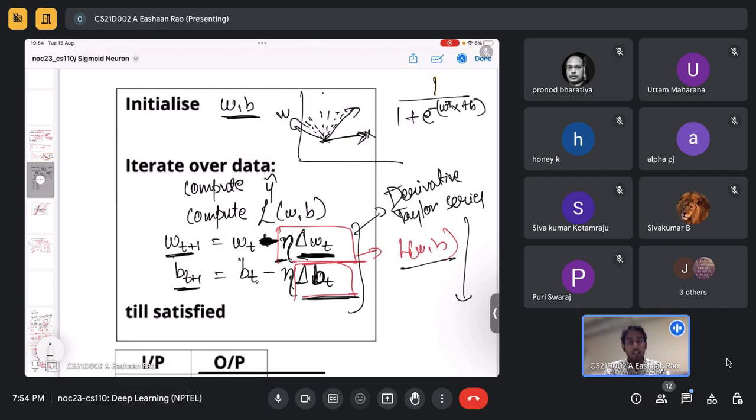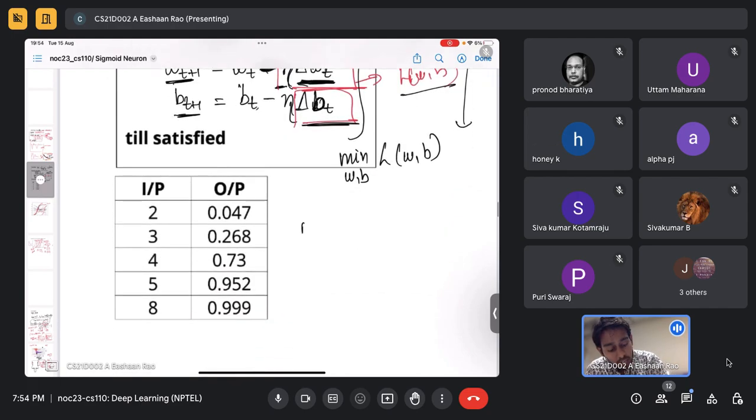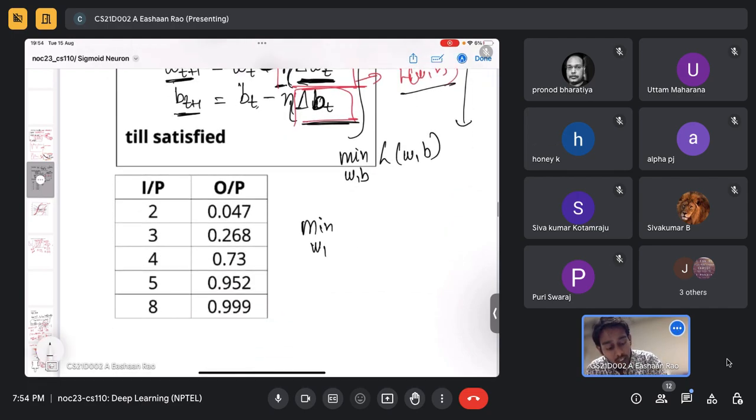Why? The implementation part will just say: find me the minimum of (w,b), given that my loss function is L(w,b), and this loss function will be like a squared error function.